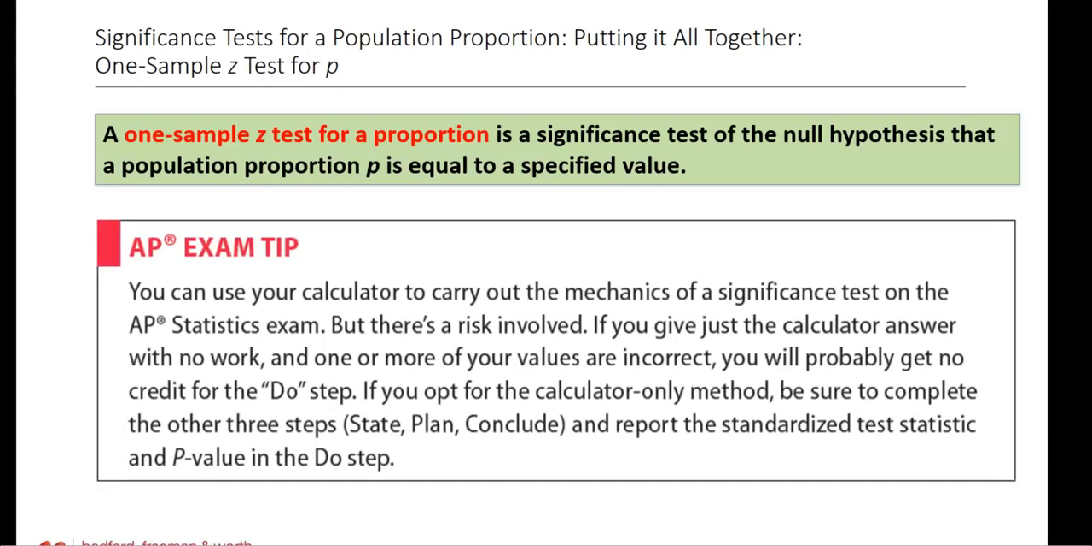So we're going to talk more about how to use the calculator to do a test here, but you can do that instead of the do step. But you must state two things, the z value and the p value. You don't have to say the calculator command you use to get it. You just have to say those two values.